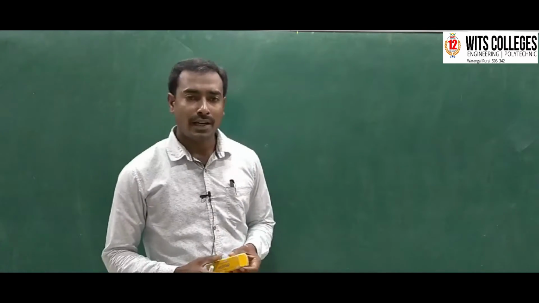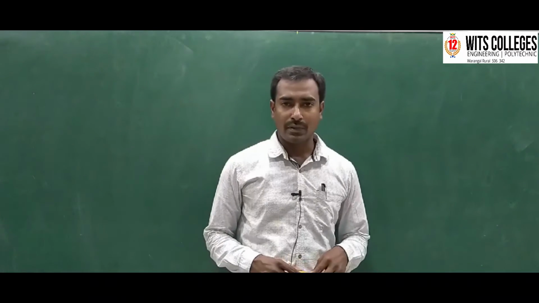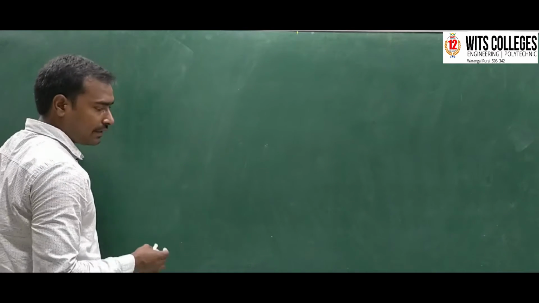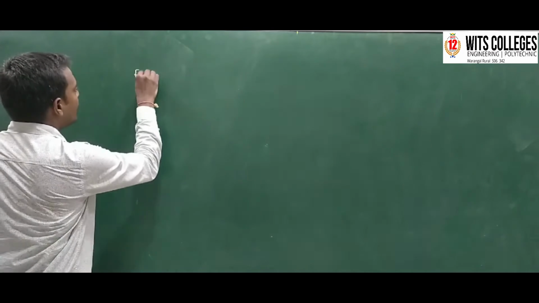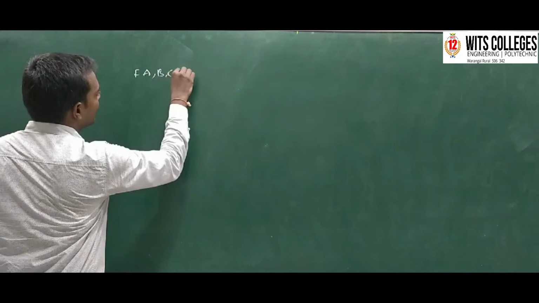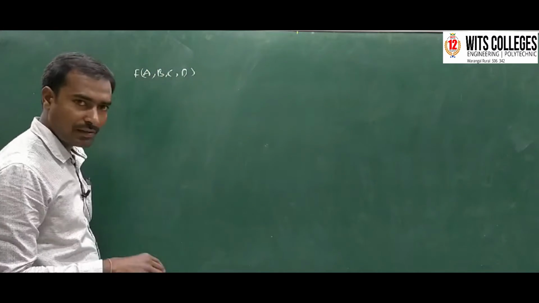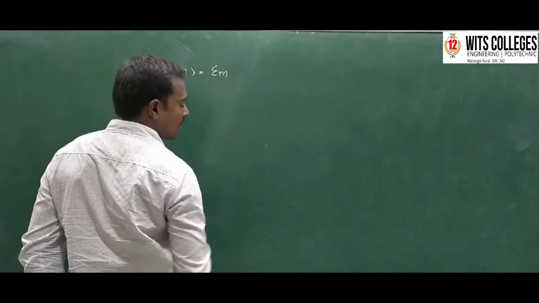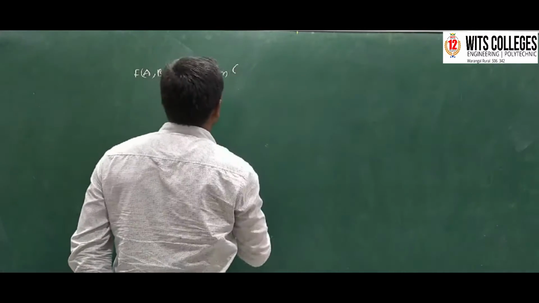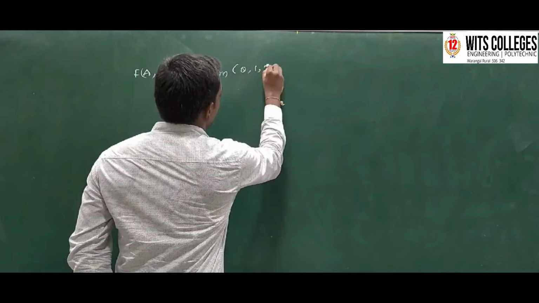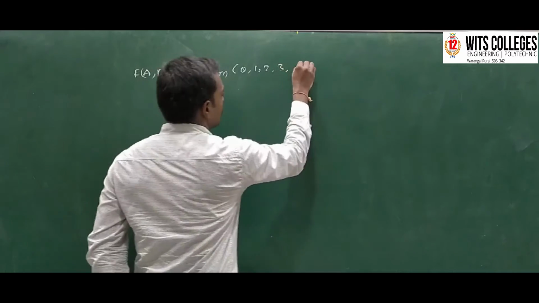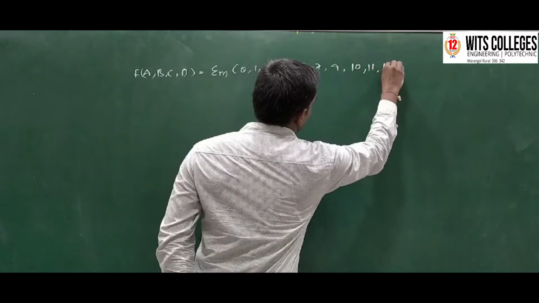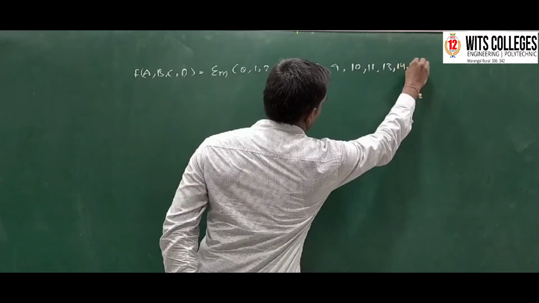Okay, we will discuss another problem on K-map. Here, simplify the expression f of a, b, c, d, which is equal to summation m of the given variables: 0, 1, 2, 3 and 5, 7, 9, 10, 11, 13, 14, 15.